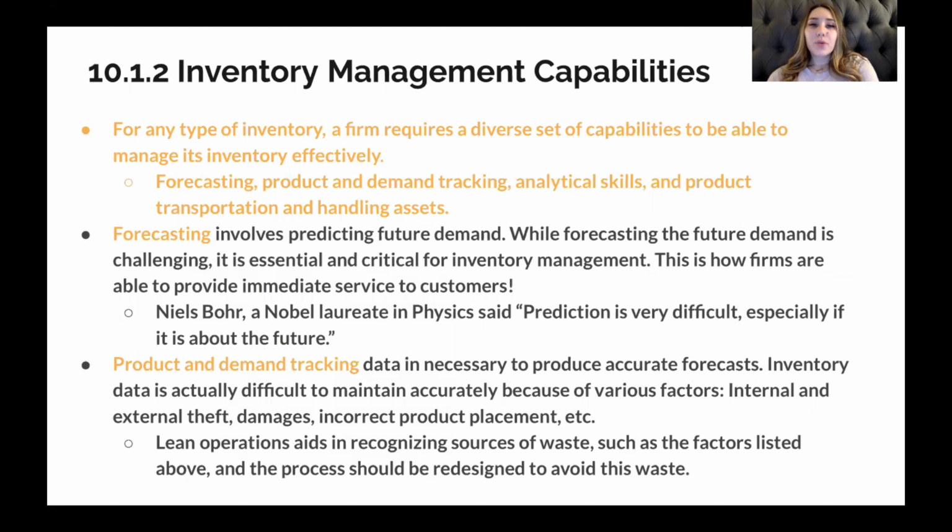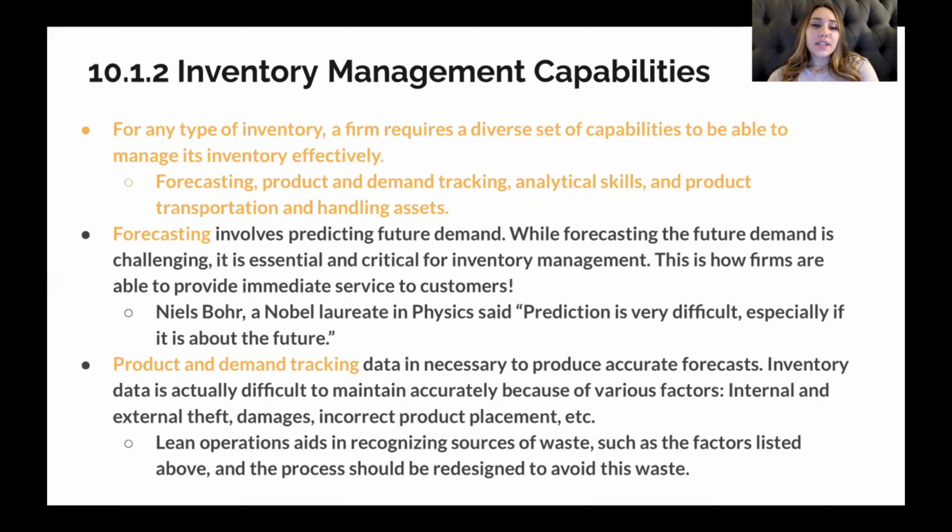For any type of inventory, a firm requires a diverse set of capabilities to be able to manage its inventory effectively. They use things like forecasting, product and demand tracking, analytical skills, and product transportation and handling assets. So, this forecasting piece involves predicting future demand. This is incredibly challenging, but it's critical and essential for inventory management. And it's how firms are able to provide immediate service to customers. Product and demand tracking data is necessary to produce accurate forecasts, to be able to know when and where this product needs to be and how much.